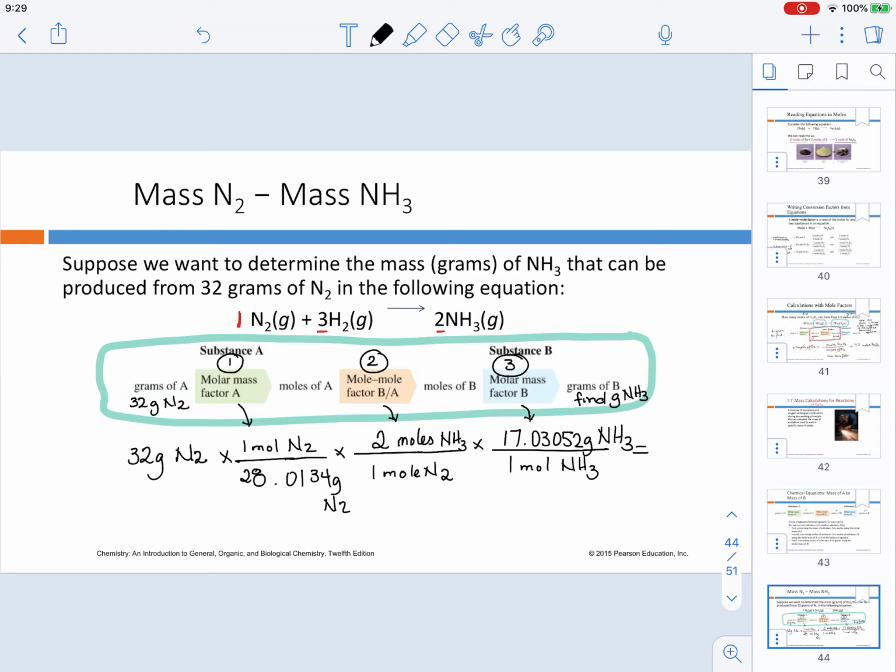Okay, so as a value, we get 38.90 in a series of numbers, but because 2 sig figs were given to us, then we need to round this to 2 sig figs. So the final value is going to be 39 grams of NH3 is what is being created in this process.